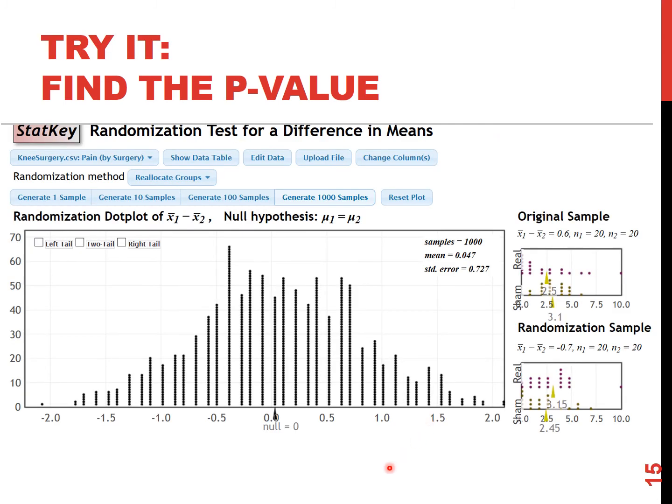So take a minute and use the randomization distribution and try to find the p-value. Now if you have trouble counting all the dots, that's okay, just approximate the p-value. We'll look at how to find it in a minute. Stop the video and start it back up after you think you've got a good estimation of what the p-value is.